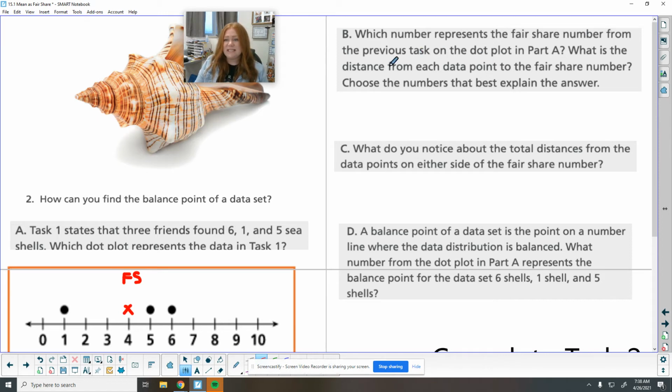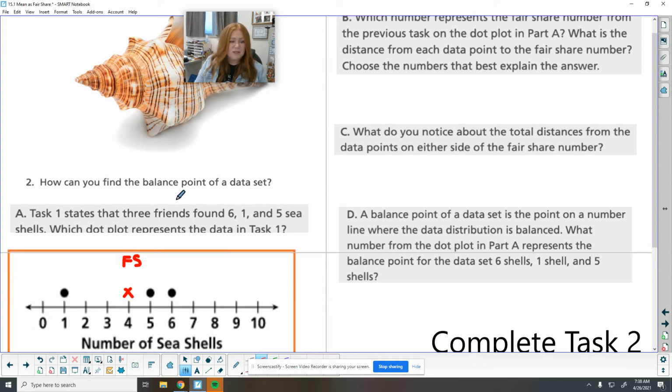What is the distance from each data point to the fair share number? So, right, I've got this number 4 as my fair share. This person had a 1. To get from 1 to 4, they have a distance of 3. Then this person had a 5. To get from here to here was a distance of 1.